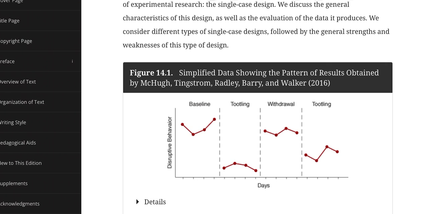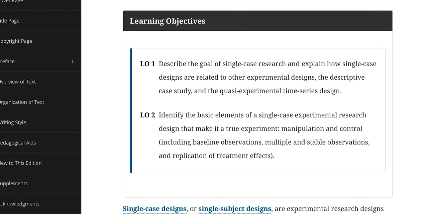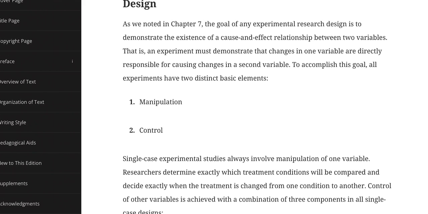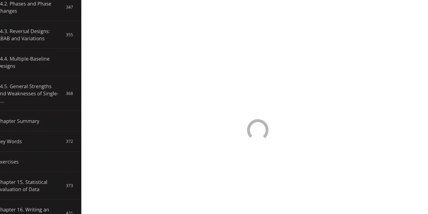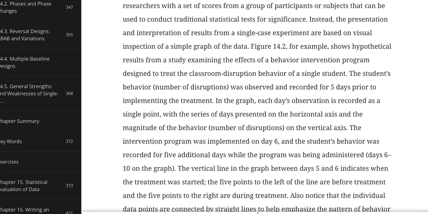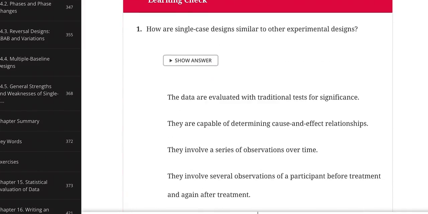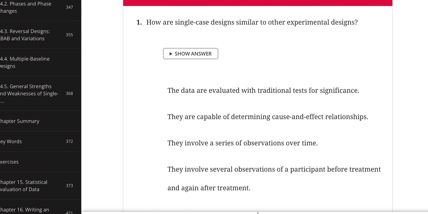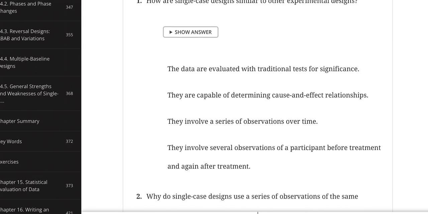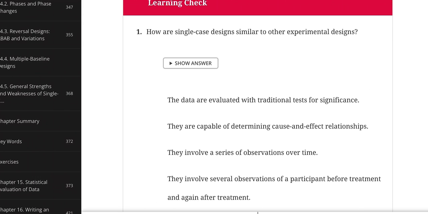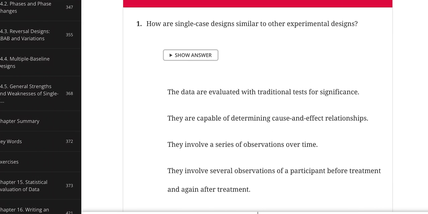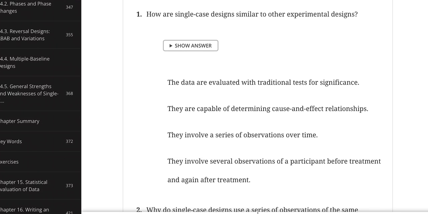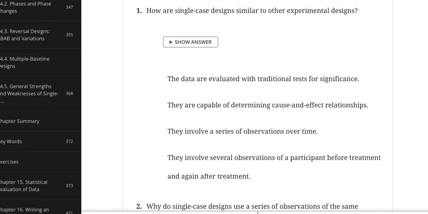So that just kind of gives you guys a quick introduction to single case experimental designs. And so we're going to do this learning check really quickly. There's just 2 questions. How are single case designs similar to other experimental designs? So hopefully you guys can look through these answers and see the data are evaluated with traditional tests for significance. Well, obviously, I just told you there's no test for significance here, so that's not it.